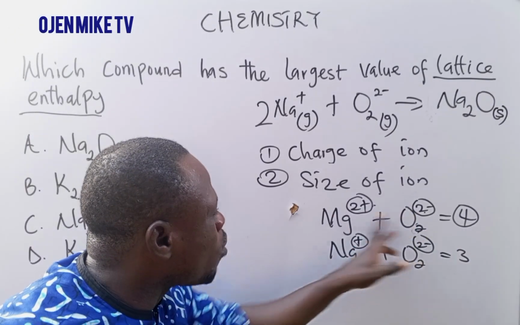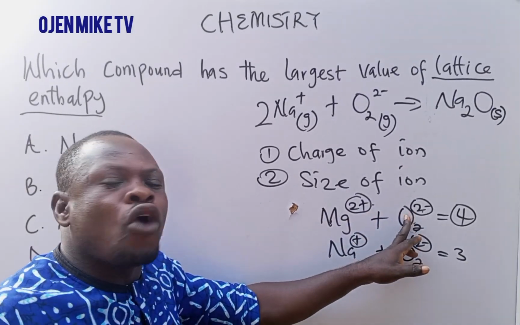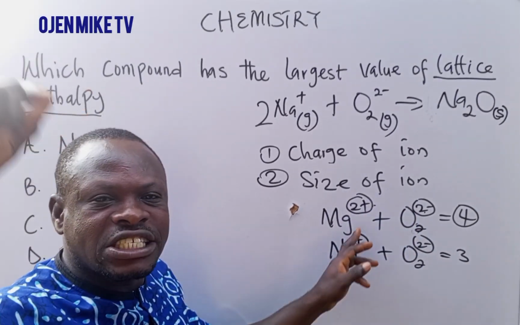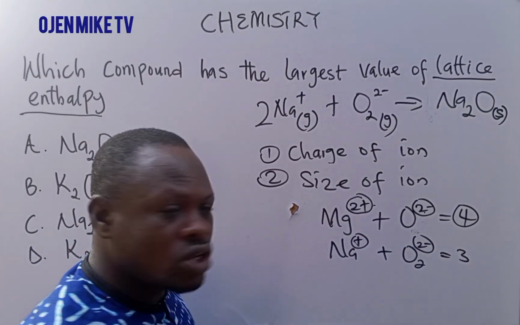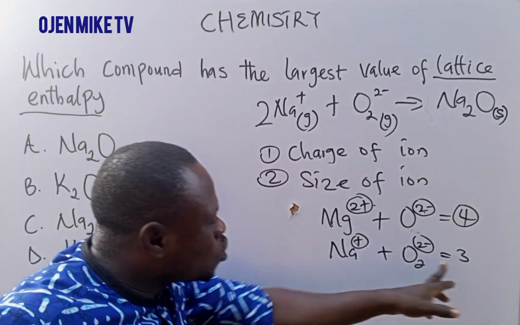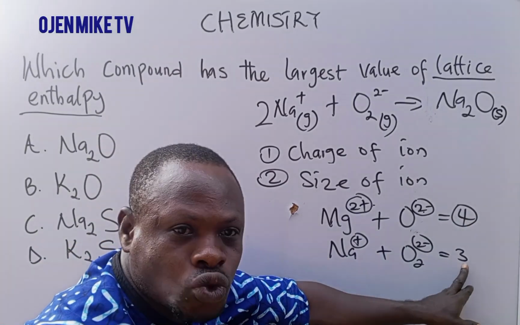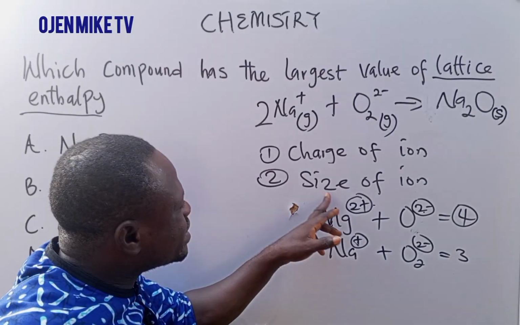When these 2 things combine together, they will form a higher lattice enthalpy. Do you get that? The same thing goes for this one. This one, 4, is more than this one. Okay? Now, let's go to the size of the ion.